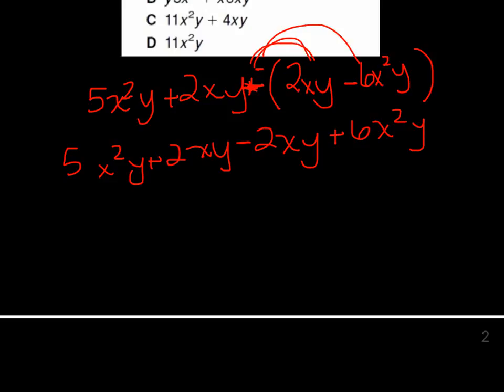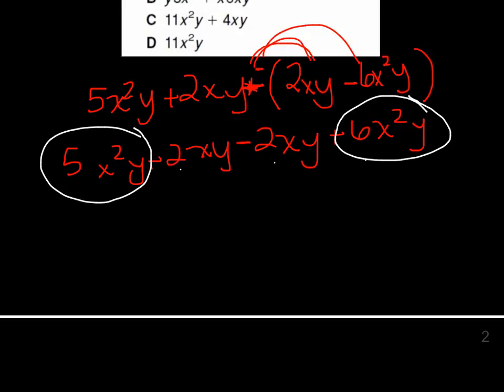Alright, now we got to combine our like terms. So what do we have here? There's an x squared y. Let's look for other x squared y. There's another one. And then we have an xy term and another xy term. We're going to have to combine those.